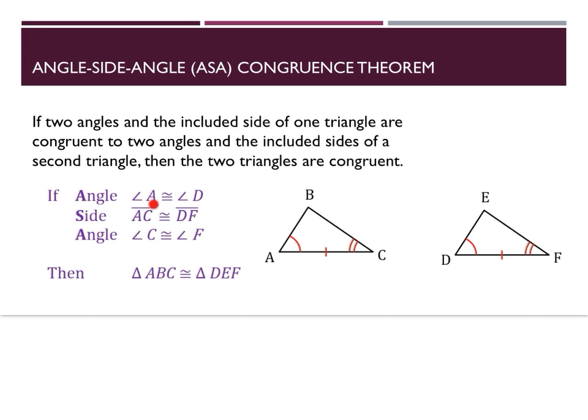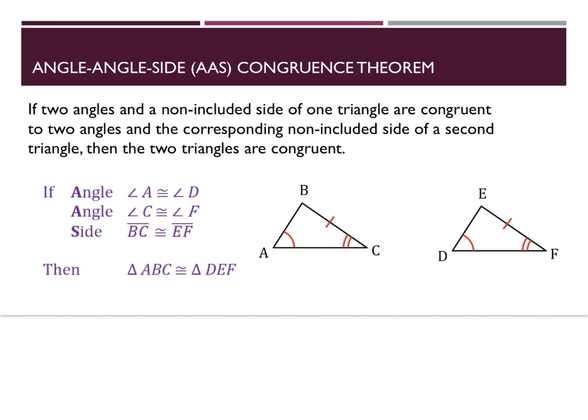If angle A is congruent to angle D, as marked on the picture, and side AC is congruent to side DF, as marked with a single tick mark on each triangle, then we have our second pair of angles, angle C congruent to angle F, as marked with the double arc marks. Then we conclude that triangle ABC is congruent to triangle DEF. The included side is the side that's between the two corresponding congruent angles.